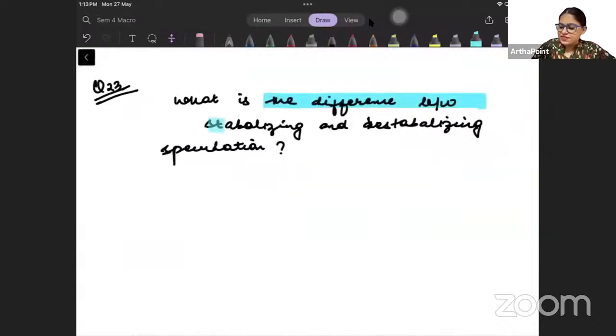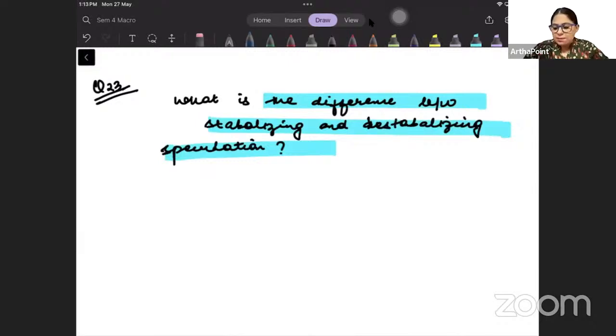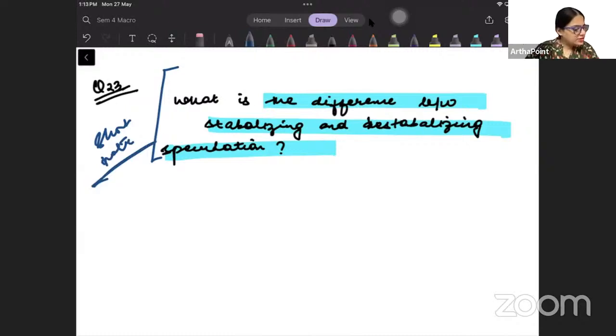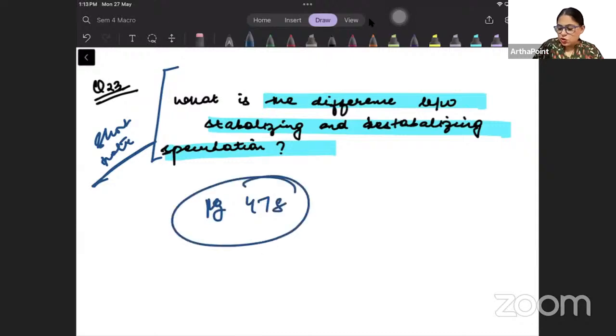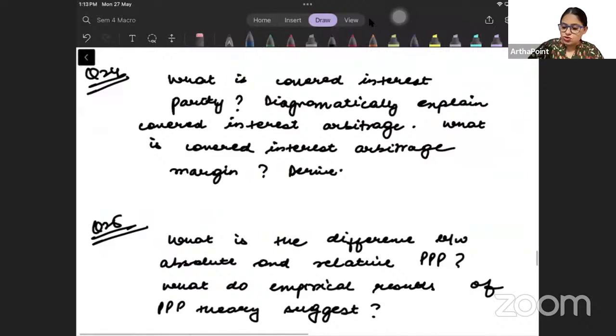Okay, come to the next question. What is the difference between stabilizing and destabilizing speculation? This may come as a short note also. तो बहुत बड़ा तो आंसर नहीं है इसका, it's a very small part that you have to go ahead and do, and this is on page 478 of chapter 14. Okay, come to the next question.